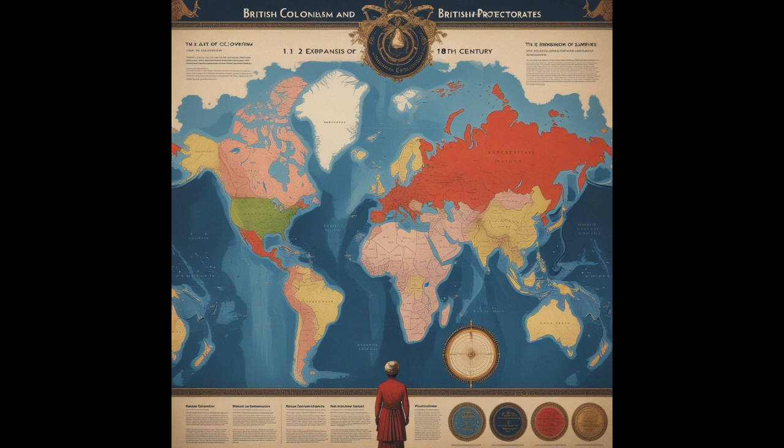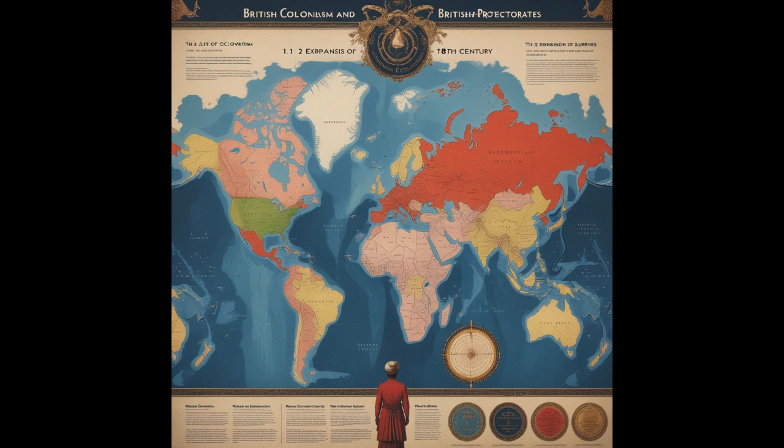3.2 The Middle East. Palestine, 1917 to 1948. After World War I and the fall of the Ottoman Empire, Britain took control of Palestine under a League of Nations mandate. The situation became increasingly complex with the growing tension between Jewish and Arab populations.